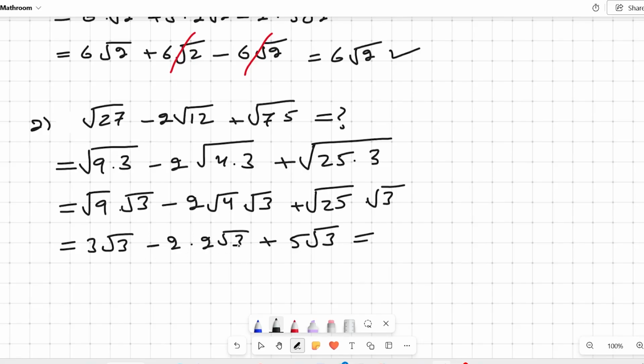As you know, in these three terms I have the square root of 3, so it means that I factor out the square root of 3. First I write its coefficients: 3 minus 2 times 2, which is 4, plus 5. From this 3 square root of 3, we take one of that. Equal to 3 plus 5 is 8. 8 minus 4 is 4. 4 times the square root of 3.